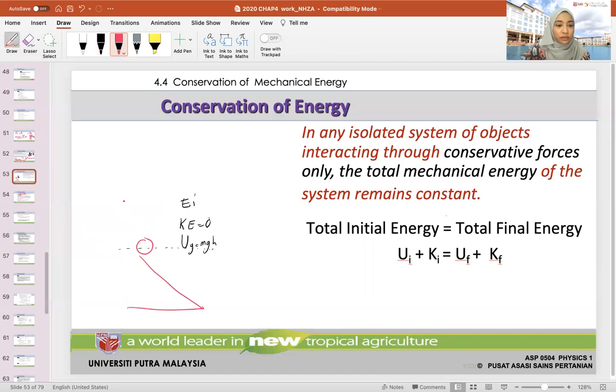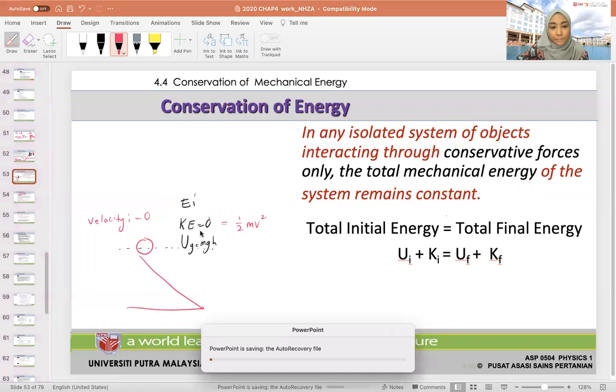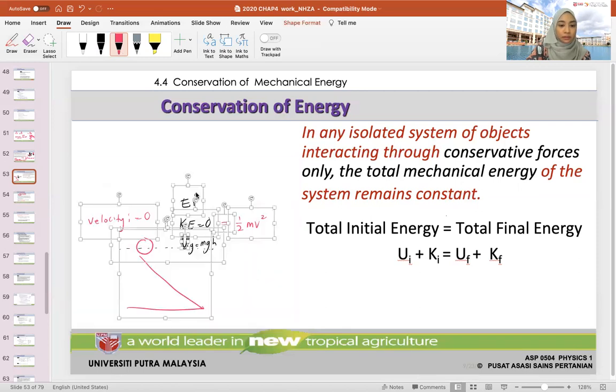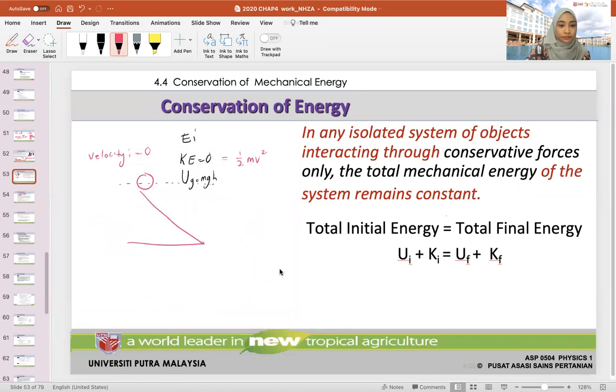So the ball starts with a velocity that is equal to 0. Sorry, I don't want you to get confused. Initial velocity is 0. So I immediately know that my KE is equal to 0, because it is 1 over 2 mv squared, and the mass does not change, only the v. So the v in this case is 0, so it's 1 over 2 m times 0, so it's 0.